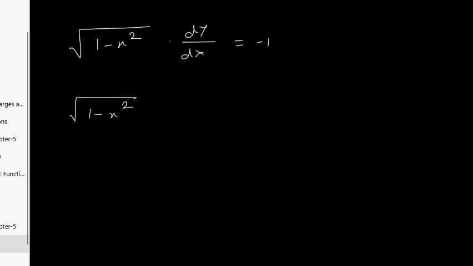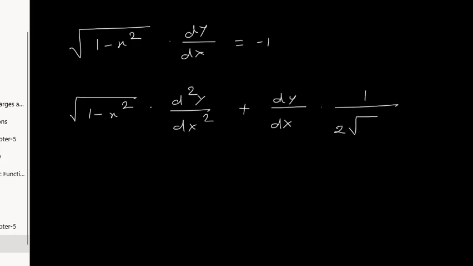1 minus x square into dy upon dx, its derivative is d square y upon dx square plus dy upon dx, and the derivative of this part is 1 upon 2 root of 1 minus x square into the derivative of 1 minus x square, which is minus 2x, and on the right hand side we have the derivative of 1 which is 0.